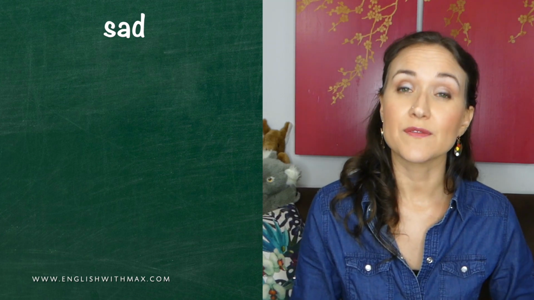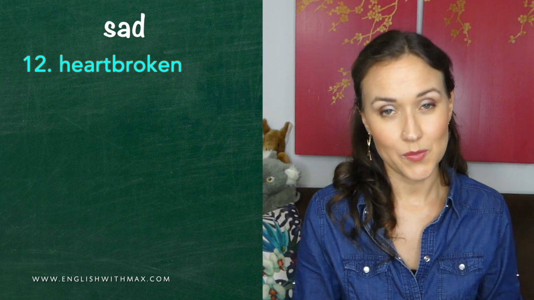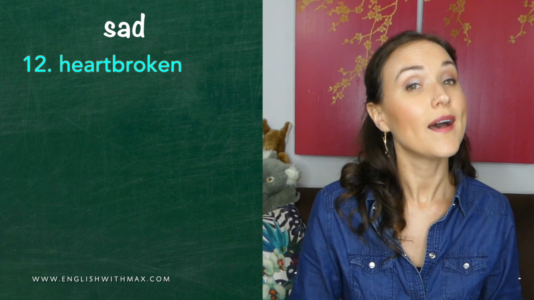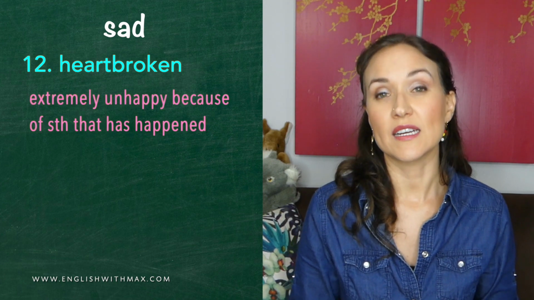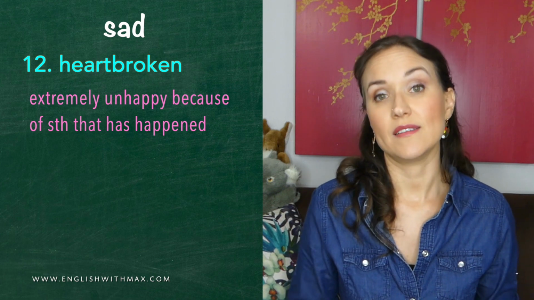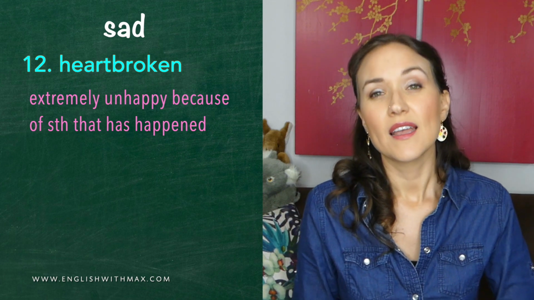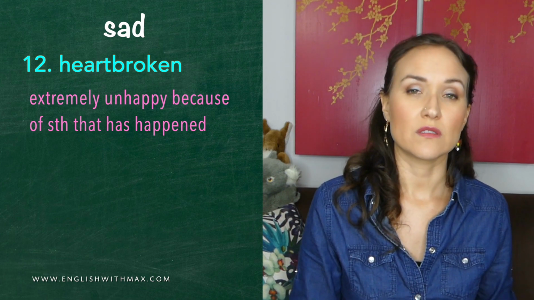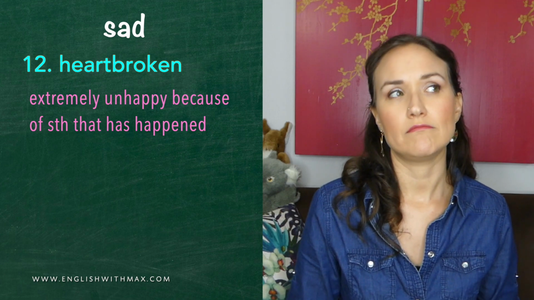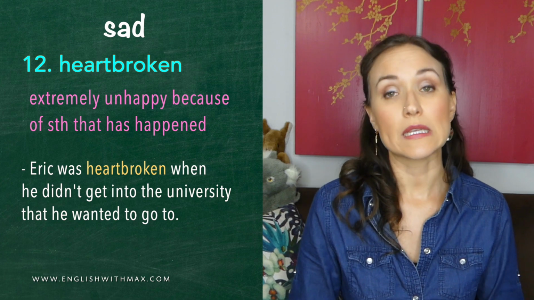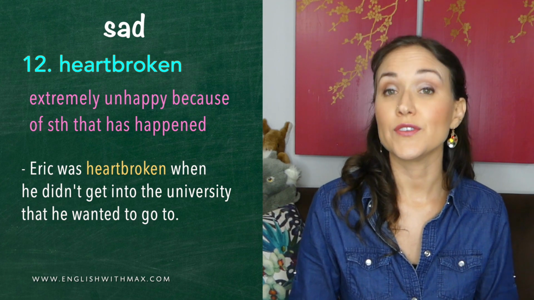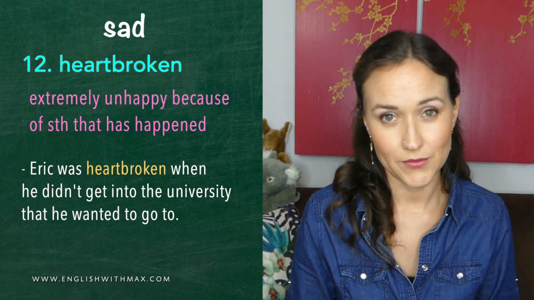Another word that means very sad is heartbroken. Heartbroken. This means extremely unhappy because of something that has happened. It's often used in connection with relationships, but not always. For example, Eric was heartbroken when he didn't get into the university that he wanted to go to.